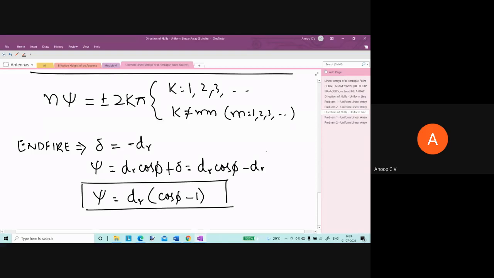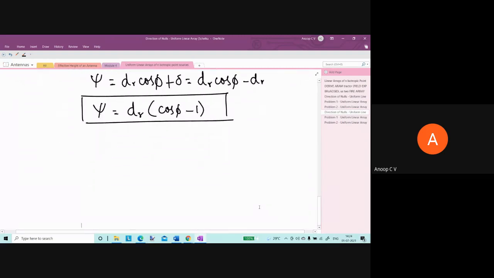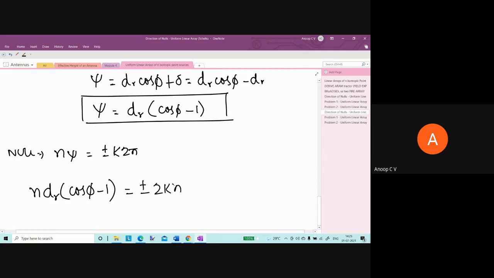But now the condition. The condition for null is n psi equal to plus or minus k times 2 times pi, right? Which implies n times dr times (cos phi minus 1) is equal to plus or minus 2 times k times pi.